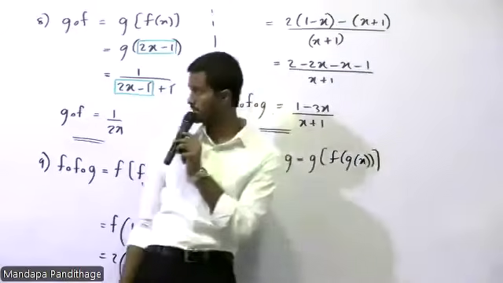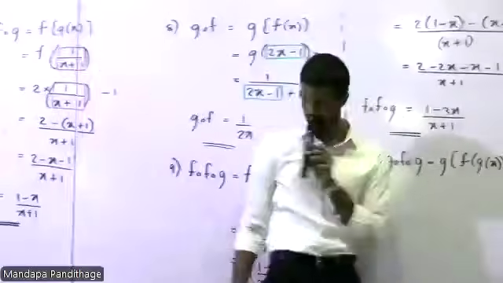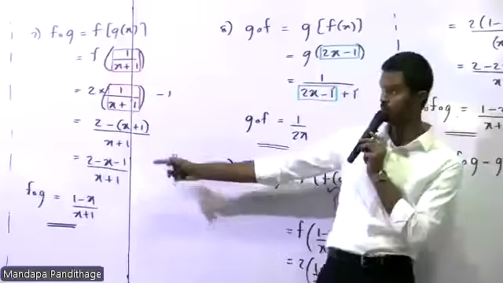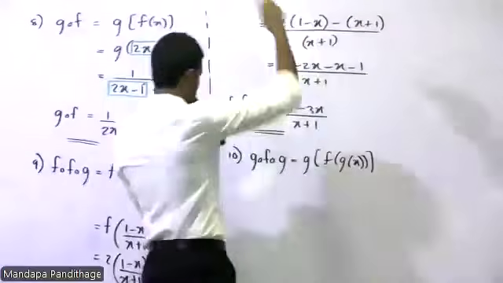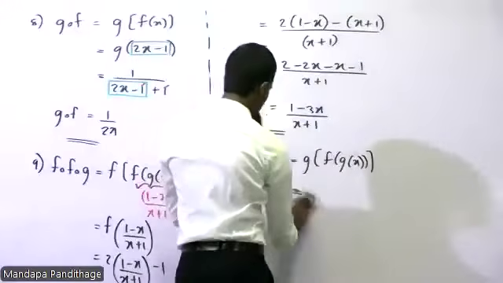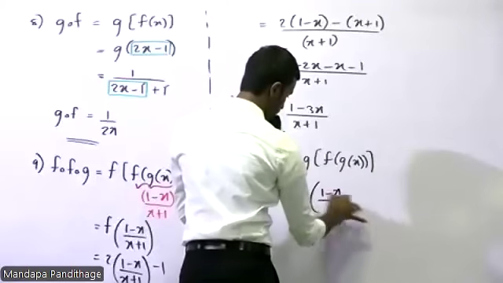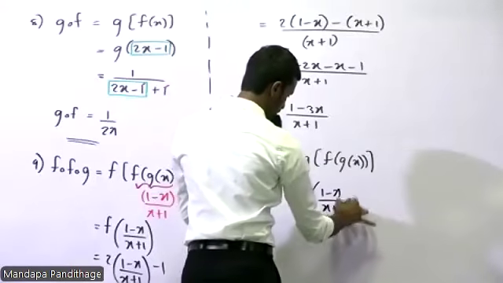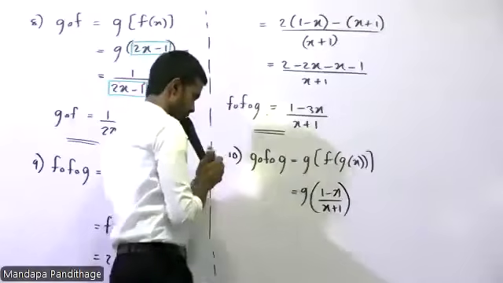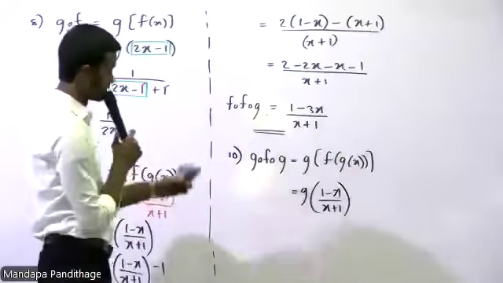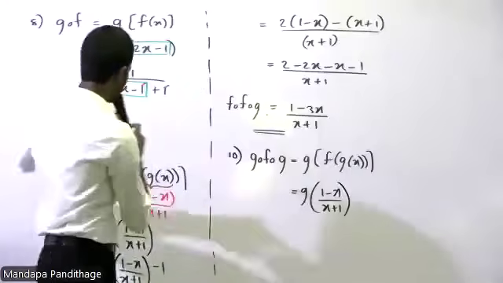So what's f(g(x))? It's this. So inside g, we can import the answer for this one. It's 1 minus x over x plus 1, because I have taken this previously. And then what is g(x)? It's 1 over x plus 1.